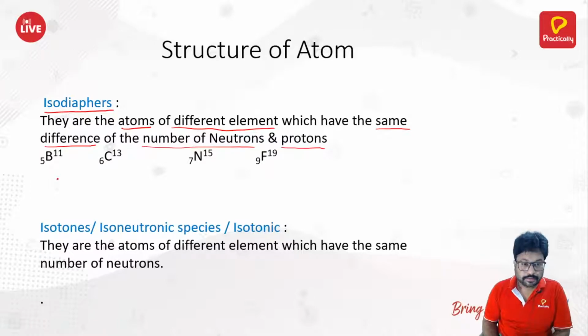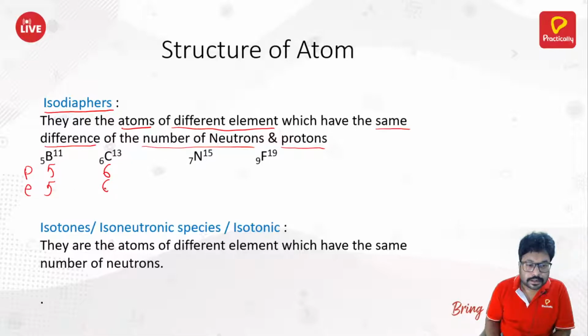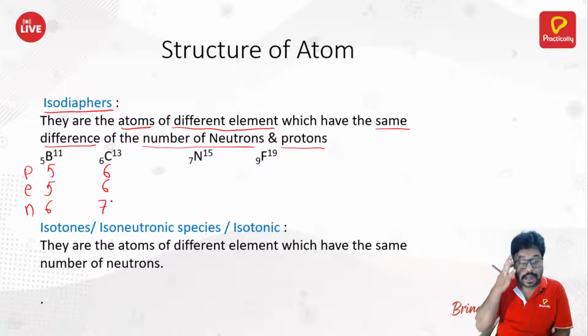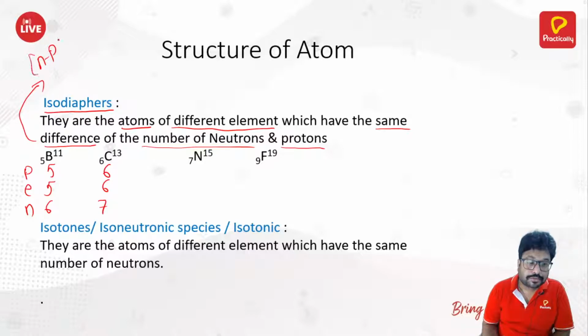Look at here. Your boron has how many protons? 5. And carbon 6. Electrons 5, electrons 6. Number of neutrons 11 minus 5, 6. Number of neutrons 13 minus 6, 7. Now they are saying the difference between what? The number of neutrons and protons. That means N minus P. Now look at N minus P for boron. How many neutrons are there? 6. Protons are 5, so 6 minus 5, 1. So N minus P is 1 for boron.